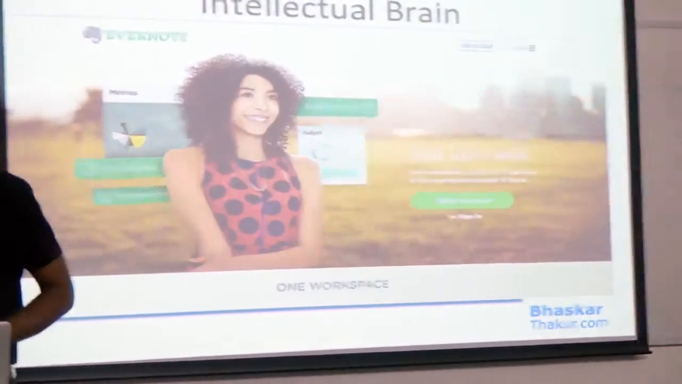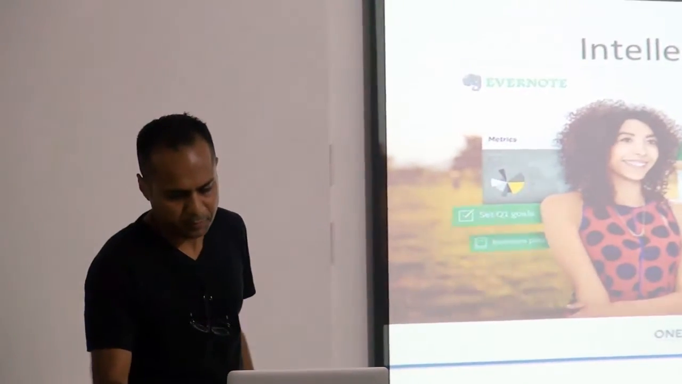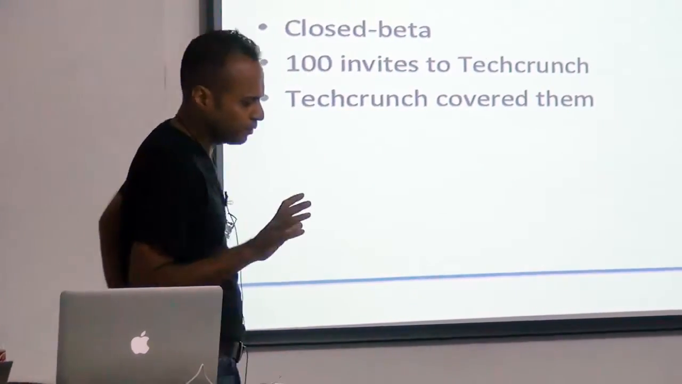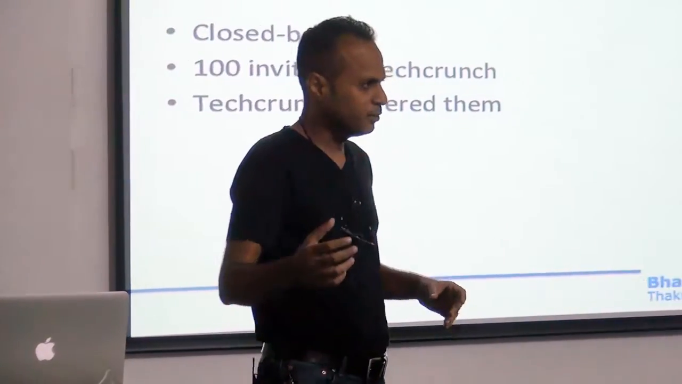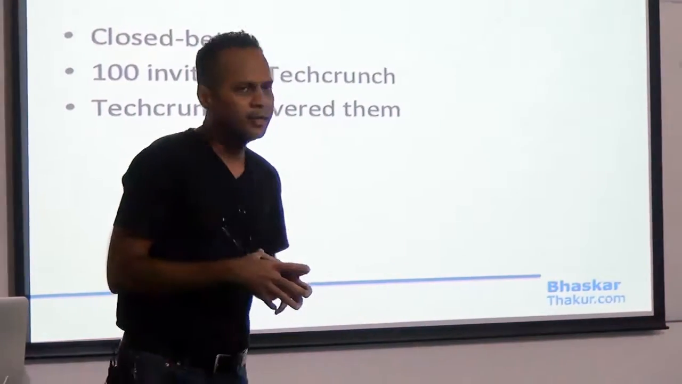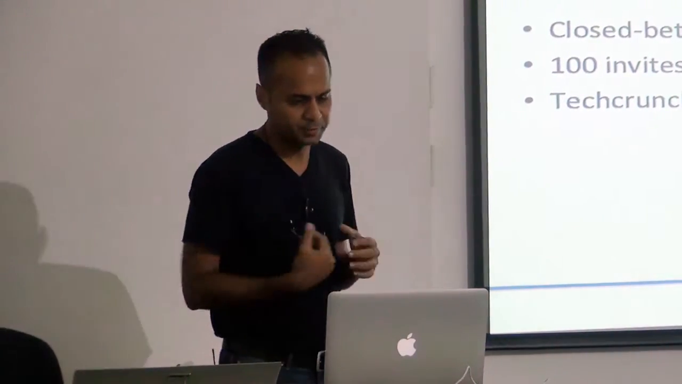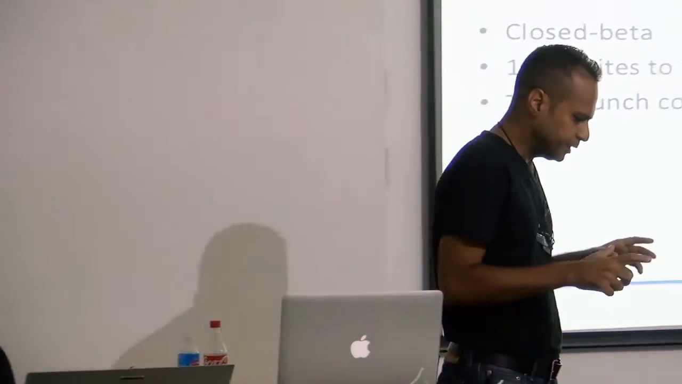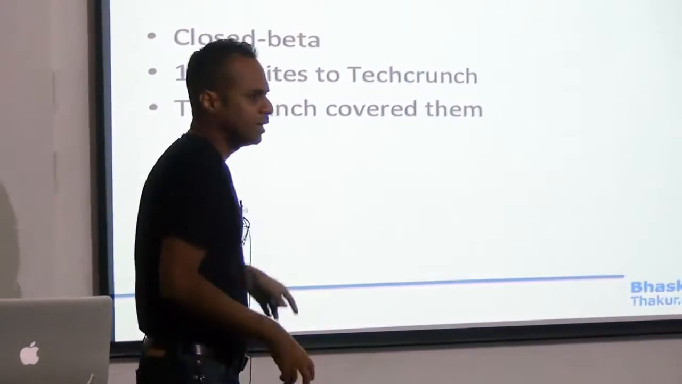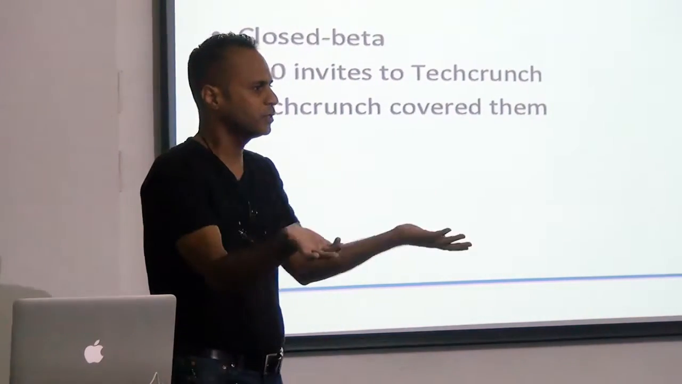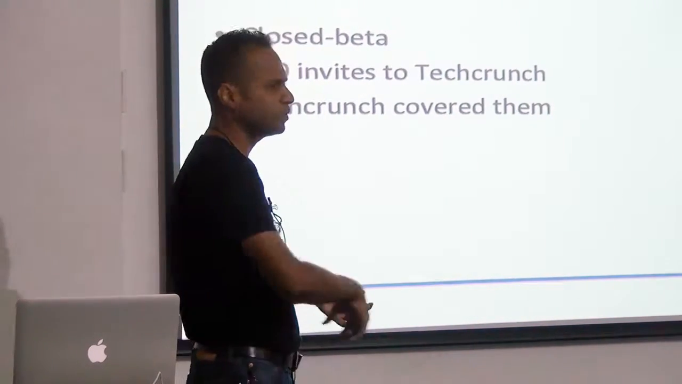So here's how they initially grew. They never wanted to grow very exponentially. They wanted to do a closed beta, and they wanted about 10,000 users to sign up. So what they did was they went to TechCrunch and said, hey, this is our product. See if you like it, and if you like it, review us on TechCrunch. And here I'm giving you 100 invites.